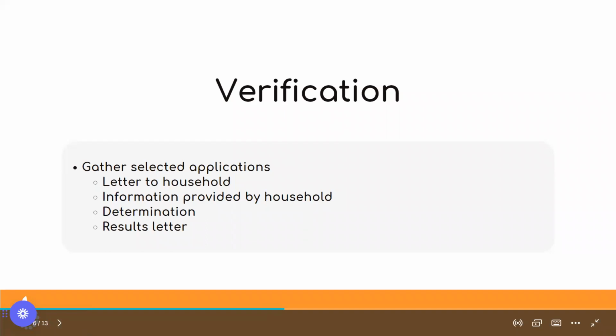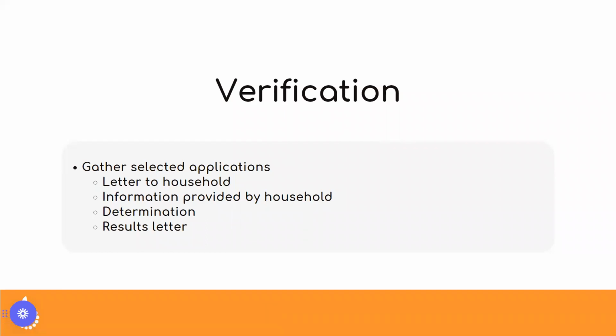Verification. So if the review happens after November 15th, then you will have your verification things ready. Most likely all of the reviews will be after November the 15th. So again, just make sure that you gather the selected applications that were used for verification. Make sure that you show the letter that you sent to the household, allowing the families to know that they have been selected and what information needs to be provided.